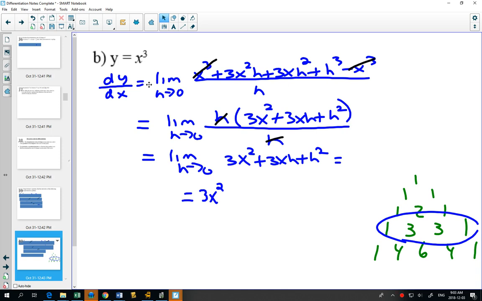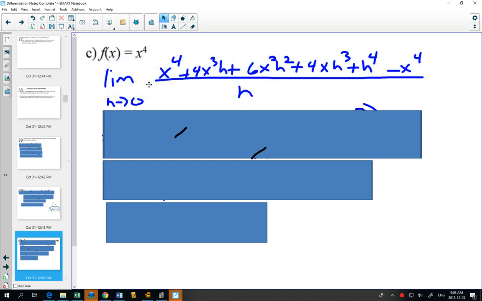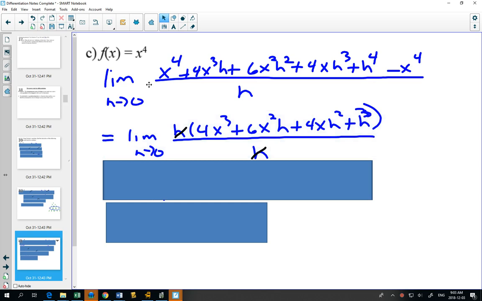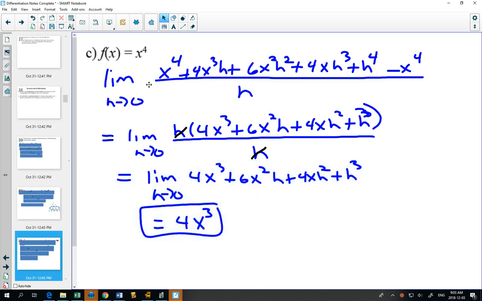And finally, doing x to the 4, again using Pascal's triangle, 1, 4, 6, 4, 1. Whew. Minus x to the 4, things simplify. Factor out your h. H's cancel out, and we can evaluate our limit.